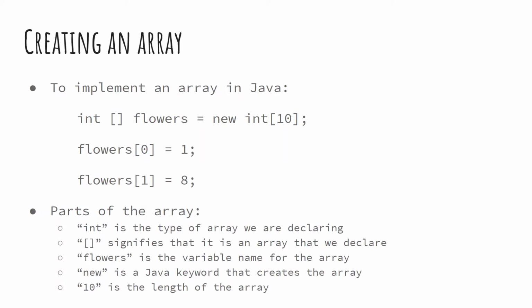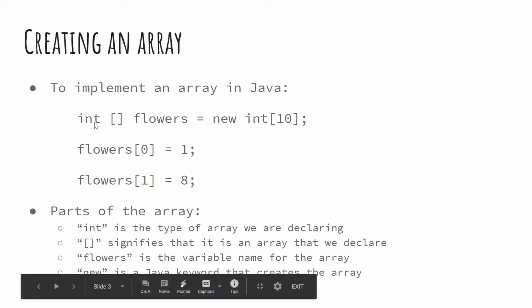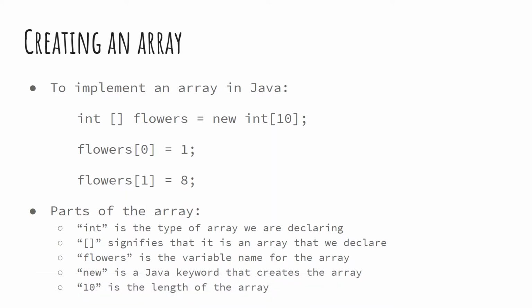So, to implement an array in Java, first you want to specify the data type. In this case, we have an integer. Secondly, you want to use square brackets, which signify that it's an array. Then you want to have the array name, flowers in this case. And then this equals new, which is a keyword in Java that specifies you're making an object. The data type once again, and that's integer. And then finally, square brackets with a number, and this number would specify the array length.